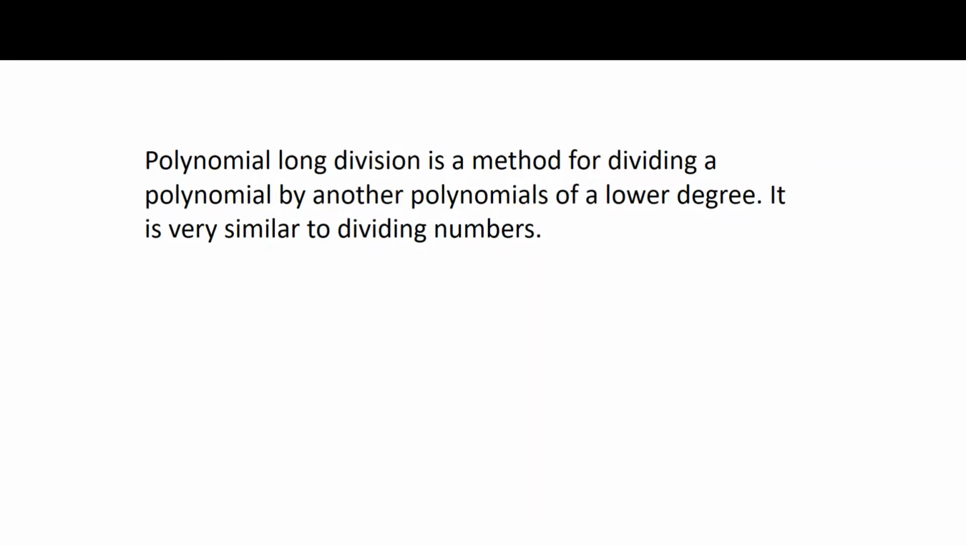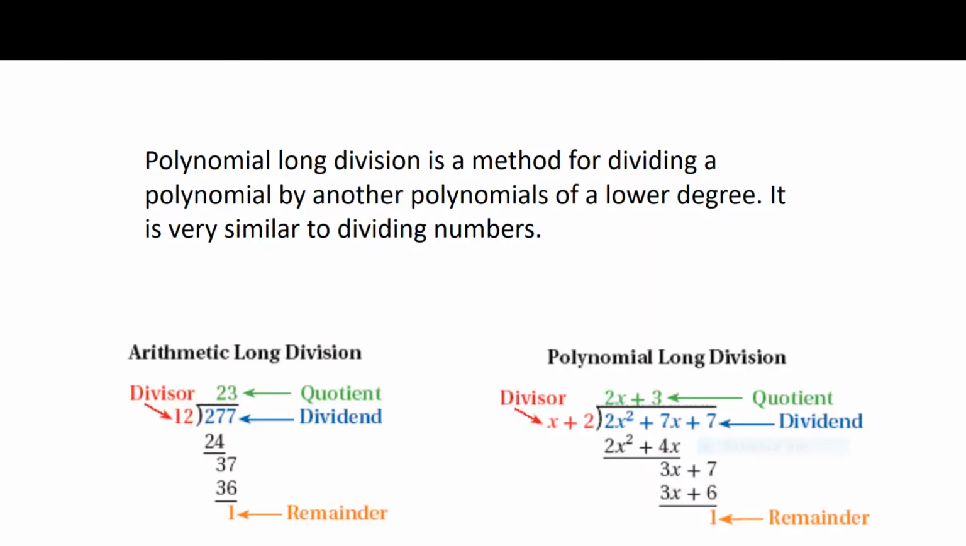Polynomial long division is a method for dividing a polynomial by another polynomial of a lower degree. It is very similar to dividing numbers. Here we see the parts of an arithmetic long division and a polynomial long division. Notice that they both have a divisor, a quotient, a dividend, and often a remainder.